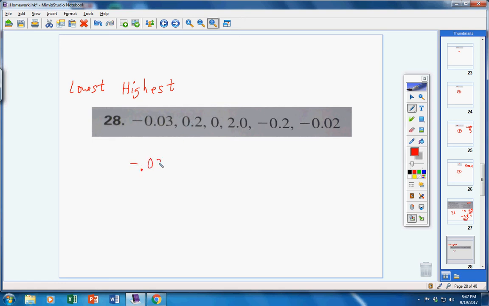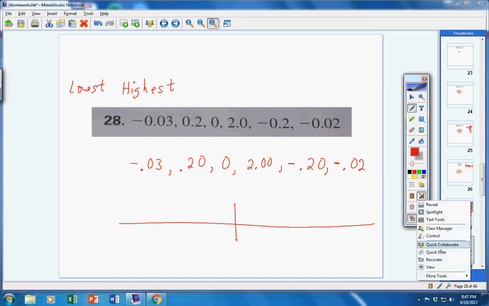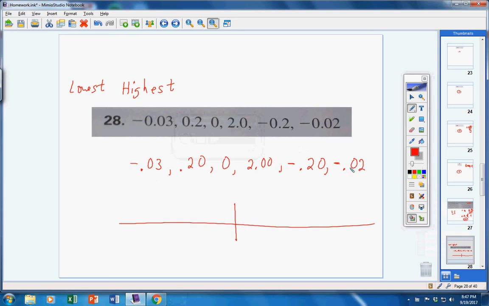So negative 0.03, comma 0.20, comma 0, 2.00, negative 0.20, negative 0.02. Okay? Now, for my negative numbers, I have negative 0.02, negative 0.20, negative 0.03. Now guys, think about it.